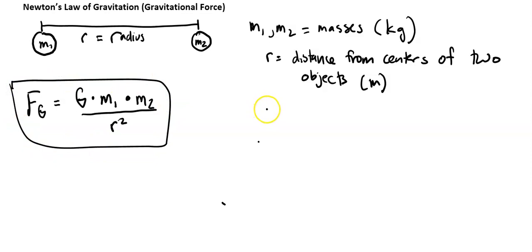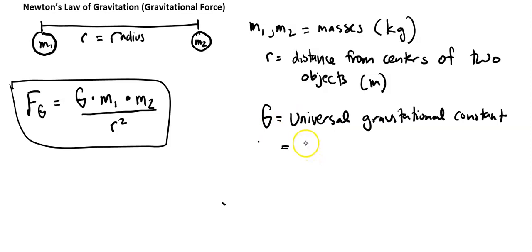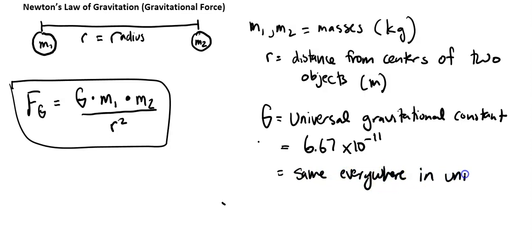Cool. So G is the universal gravitational constant, and the number for this constant is 6.67 times 10 to the negative 11. And this is the same everywhere in the universe. So no matter where you go, G is always that same number. While little g, acceleration due to gravity, on the surface of Earth is about 9.8 meters per second squared, while on the moon, little g is 1.6 meters per second squared. Little g varies. Big G, the universal gravitational constant, is the same everywhere. Wow, that is so cool.